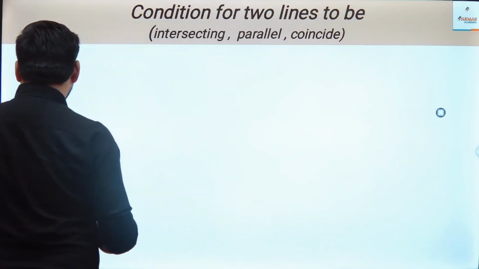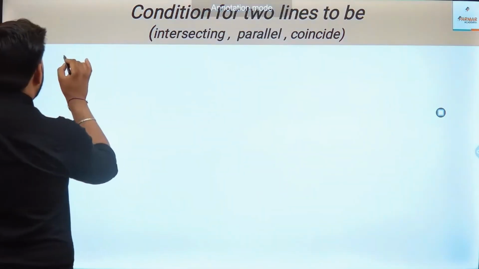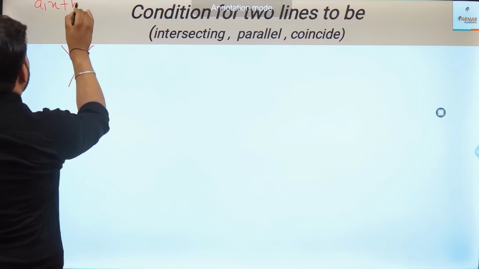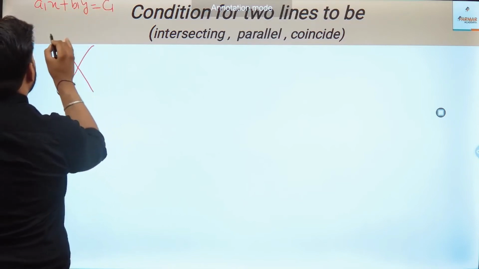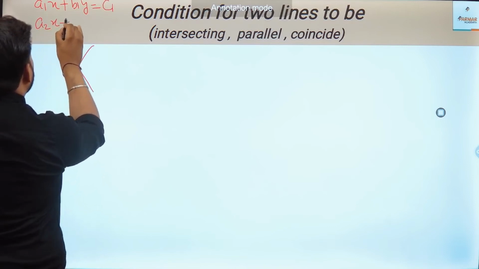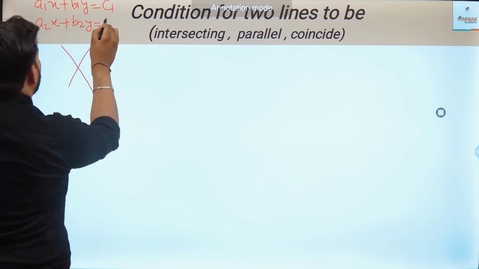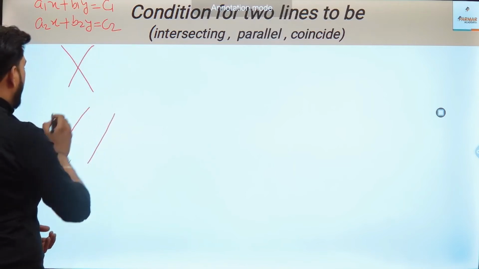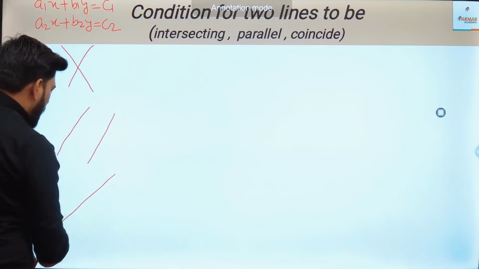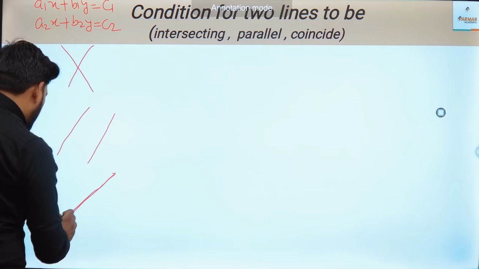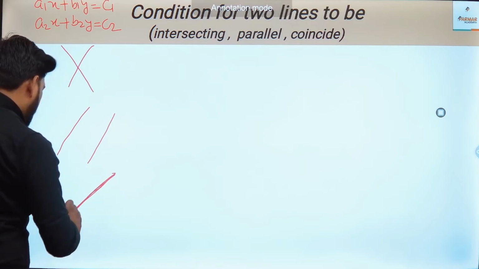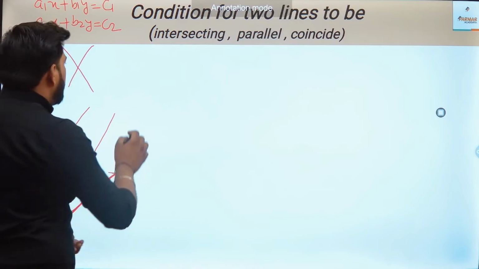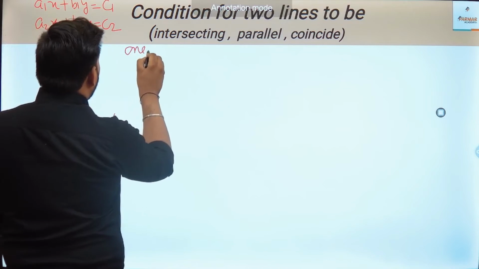Look here. Let a1x plus b1y is equal to c1 be the first equation, and a2x plus b2y is equal to c2 be the second equation. There are 3 cases: lines are intersecting, parallel, or coincident with each other, that is, they lie upon each other. Now for the first condition, the lines are intersecting, which means there is a unique solution, one solution.